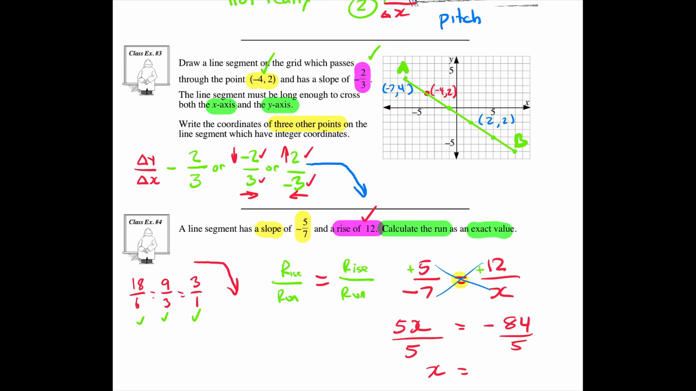Now remember, it's telling us to leave this as an exact value. So I wanted to first check if I can simplify negative 84 over 5 in any way. And there is no way, there are no common factors between 84 and 5. Therefore, the answer is going to be the x in this case, which is the run, equals negative 84 over 5. And there we go.